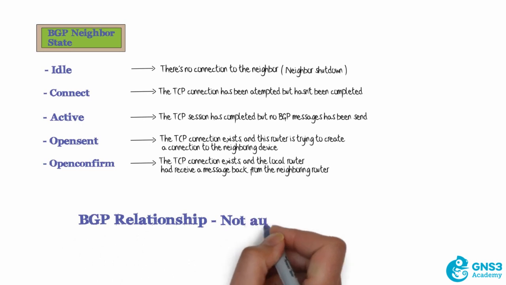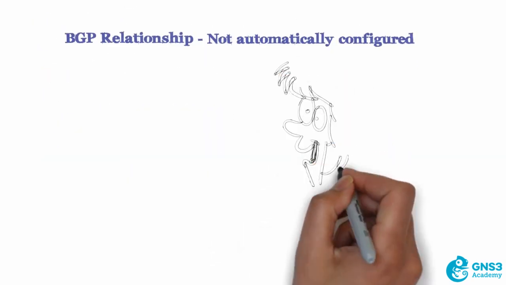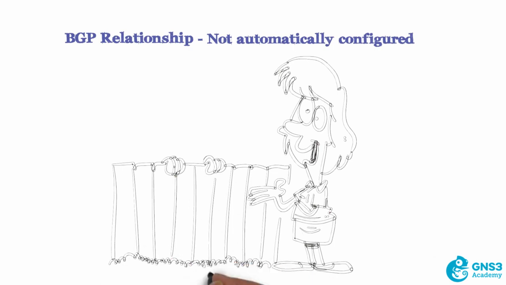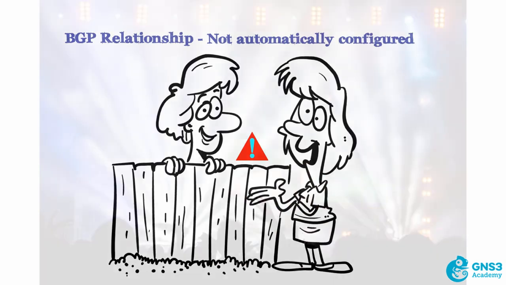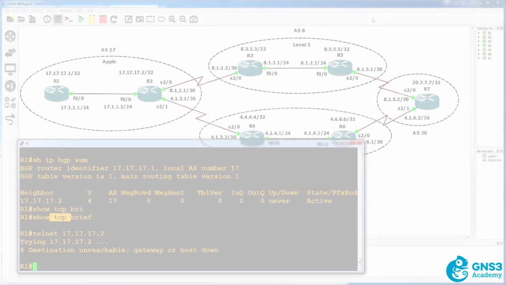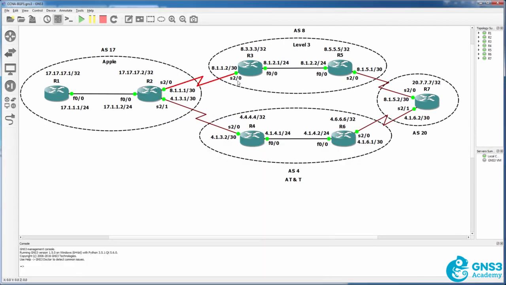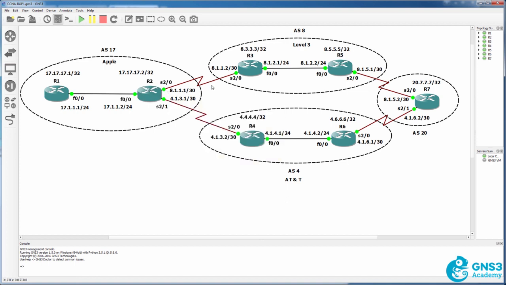BGP relationships are not automatically configured. You have to manually configure both sides of the relationship. Just because I want to be your neighbor, it doesn't mean that you want to be my neighbor. There's certain kinds of establishments you might not want to live next to, such as a nightclub or some kind of establishment where they play loud music to the early hours of the morning. In the same way, in BGP, because we're having connections made between different companies or different autonomous systems, both sides have to agree to form the neighbor relationship, and I'll demonstrate that in a moment.